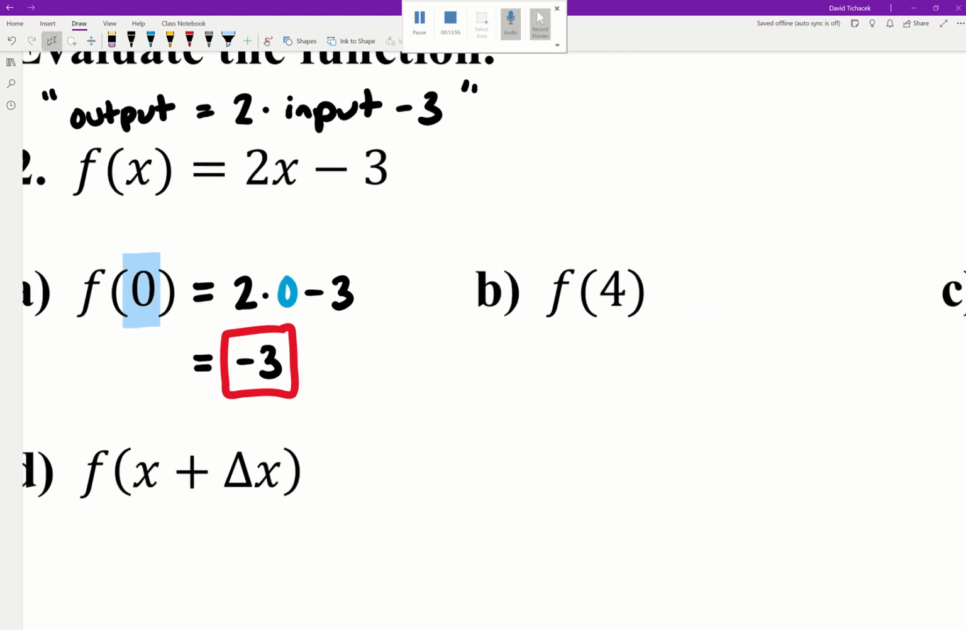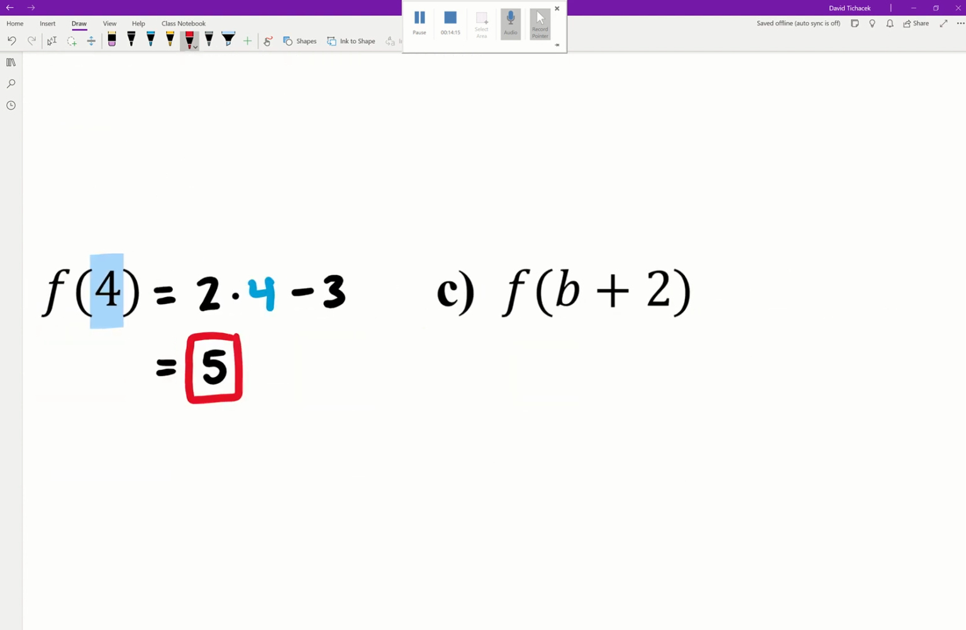Okay, same thing on part B here. If I were to give this machine a 4, then same function formula. I just want to go ahead and take 2 times my input, which of course is 4, and then go ahead and take away 3. Okay, well, order of operations here, 2 times 4, of course, is 8. Take away 3, I get an output of 5. So if I give this machine a 4, it's going to give me back a 5.